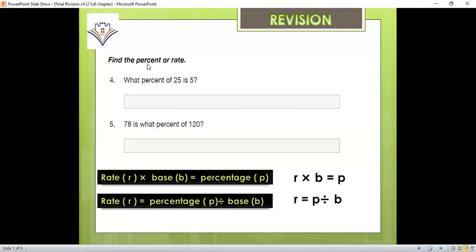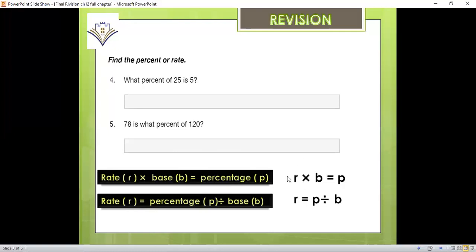Find the percent or rate. Look firstly at these formulas. Rate multiplied by base is equal to percentage. This is our rule or our formula.